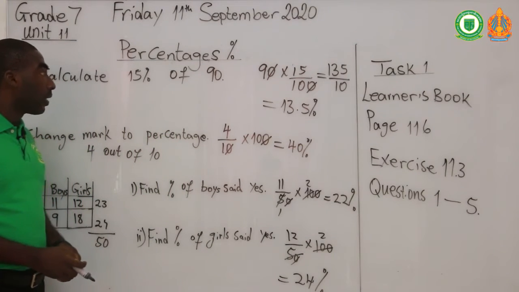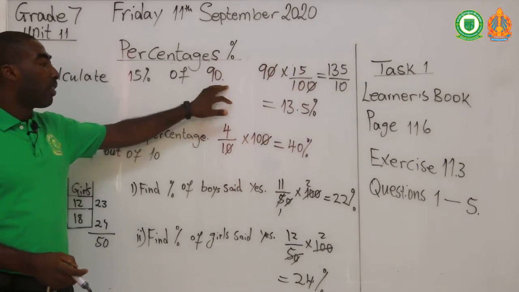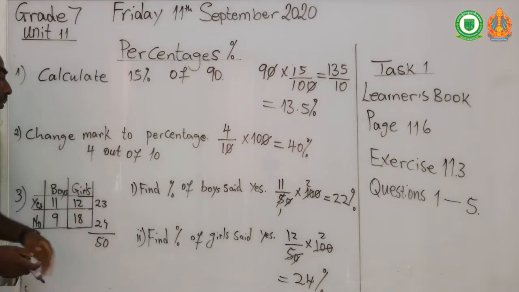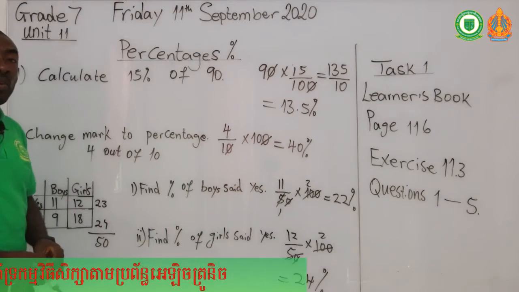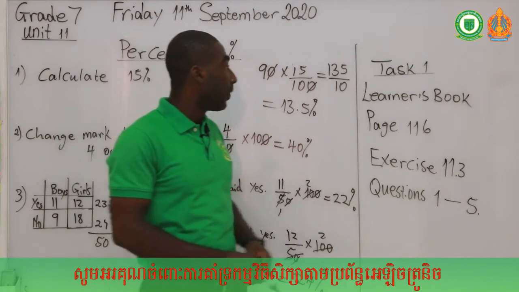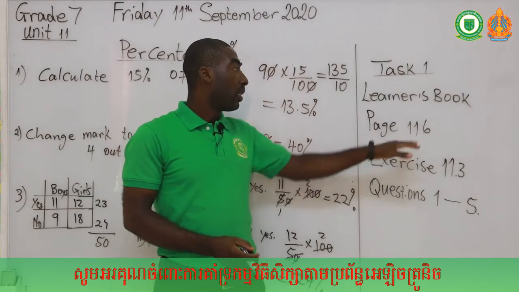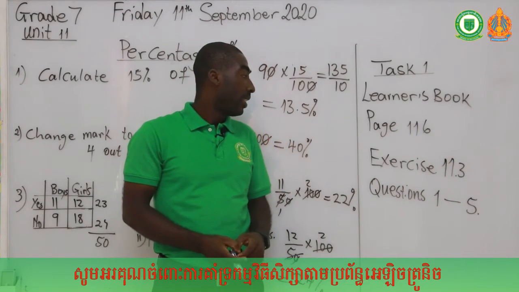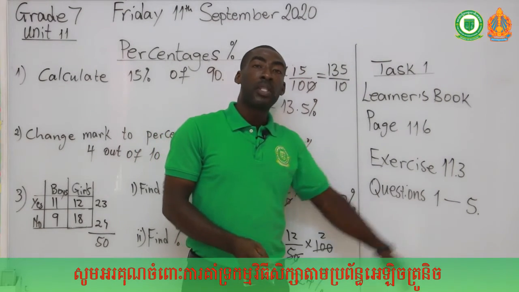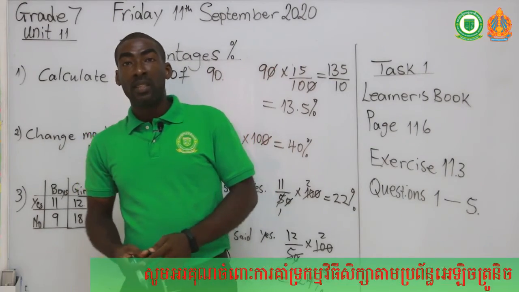This is how you can always calculate your percentages when you are finding the percentage of a bigger number, or you are finding the percentage of a table. Always add up, and your total becomes what you're going to use to calculate. Okay, in this video we're going to have our first activity that is from the learner's book, page 116, exercise 11.3. You are answering question 1 to 5. I'll see you in our second video.